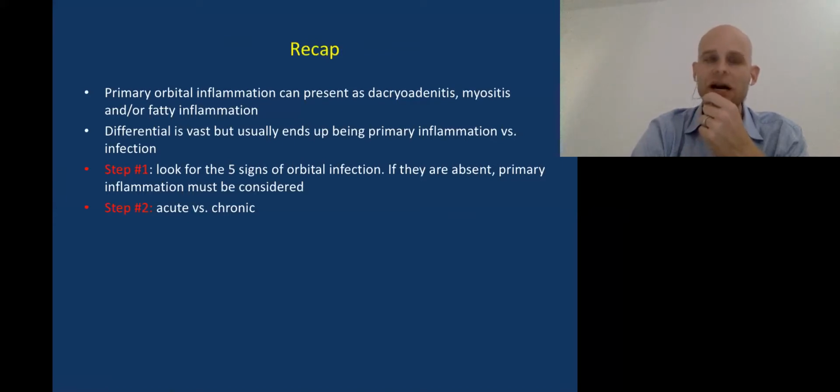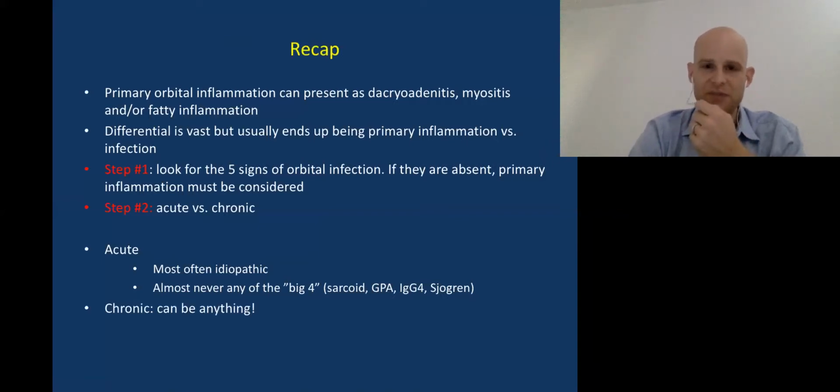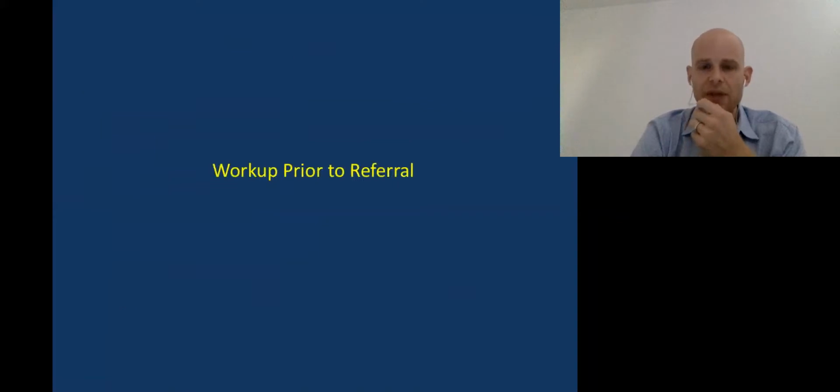If you have isolated the process as being primary inflammation, the next step is to ask yourself, is it acute or chronic? If it's acute, it is most often idiopathic. It is almost never any of the big 4 that I talked about: sarcoid, Wegener's, IgG4, Sjogren. And if it's chronic, it can be anything under the sun. If somebody comes in with chronic inflammation, these are the patients that will walk in with an enlarged lacrimal gland, for example, and they'll tell you that it's been going on maybe for a year. They don't have very much pain, or they might have a little bit of numbness, for example. That can be anything. So, is this clear?